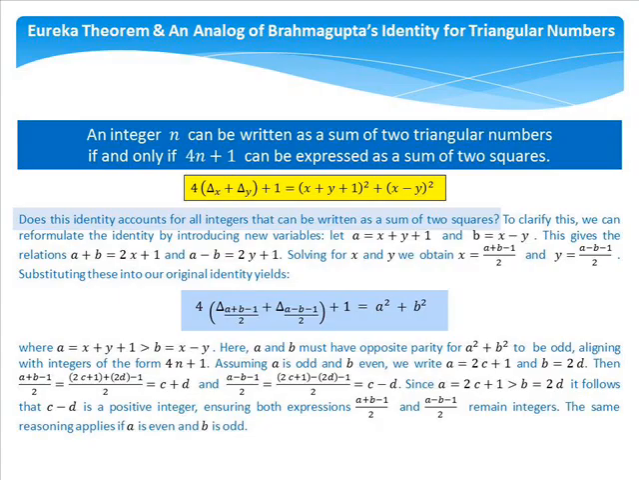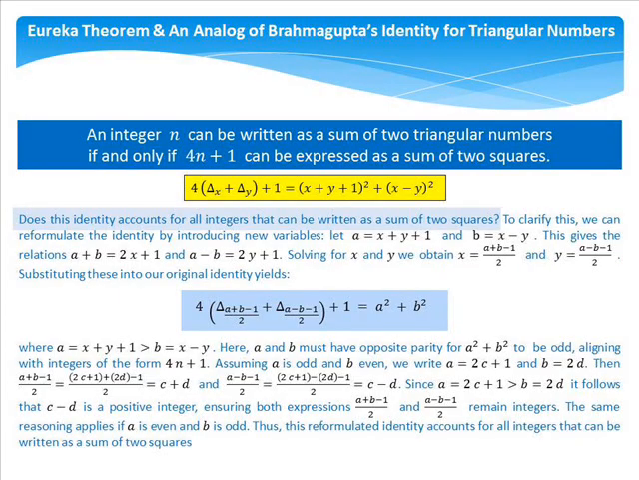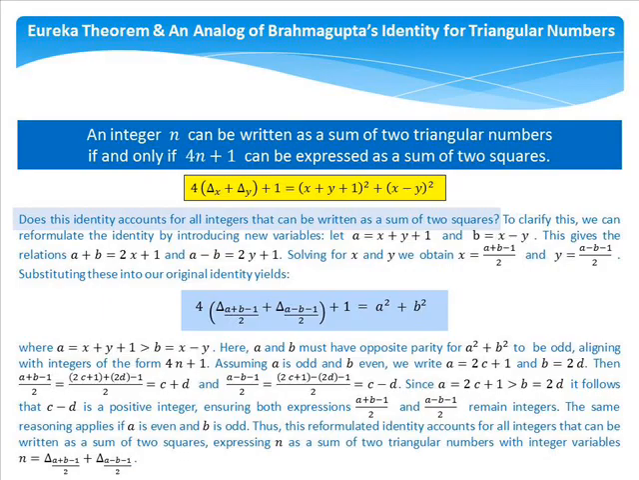The same reasoning applies if a is even and b is odd. Thus, this reformulated identity accounts for all integers that can be written as a sum of two squares, expressing n as a sum of two triangular numbers with integer variables.